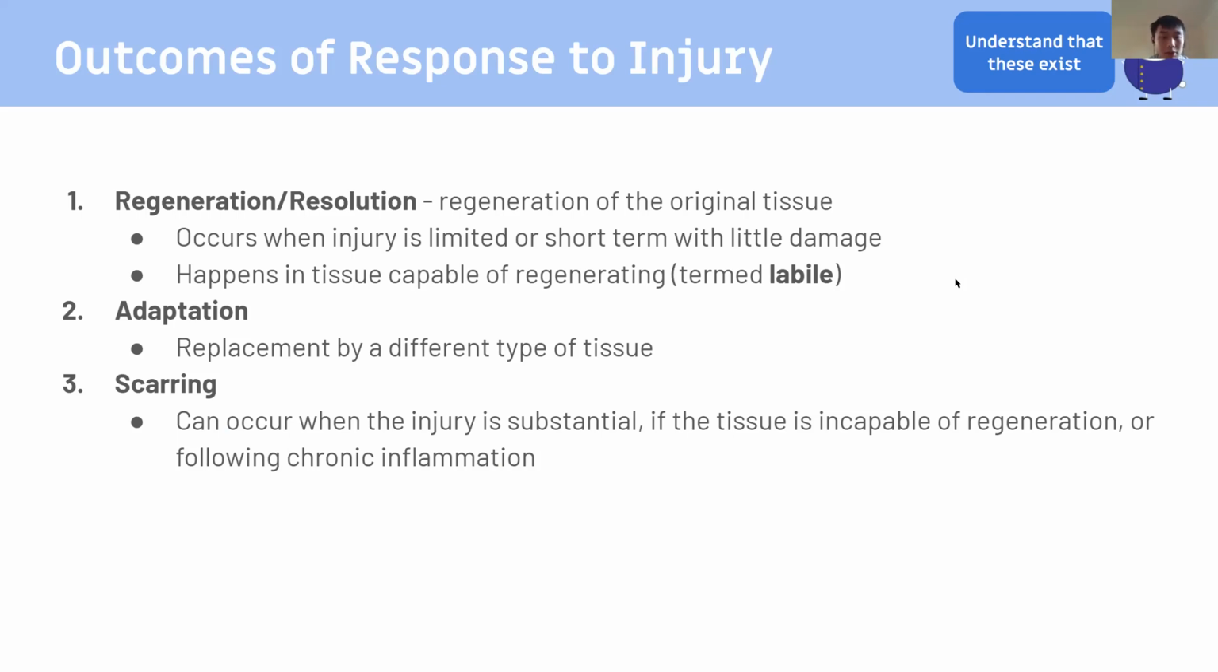And then the next one is adaptation, which is basically where the cells that are normally there get replaced by a different type of tissue. And then the third type is just scarring, which is when the injury is substantial or the tissue isn't capable of regeneration, such as when we're talking about the heart, or following chronic inflammation. So instead, they'll be replaced by a lot of collagen and fibrous tissue, and it'll become a scar. So if you had a heart attack, your heart muscles die, it'll become scarred instead. It won't regenerate. Next slide, please.